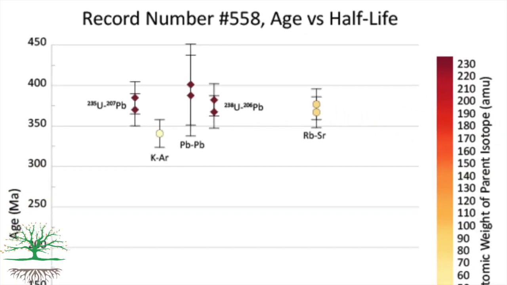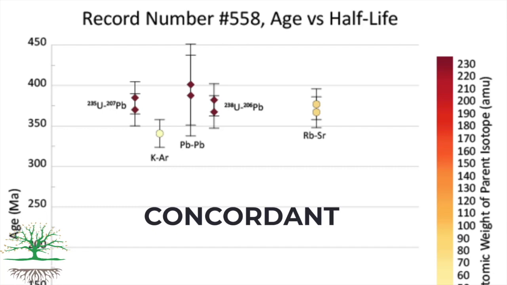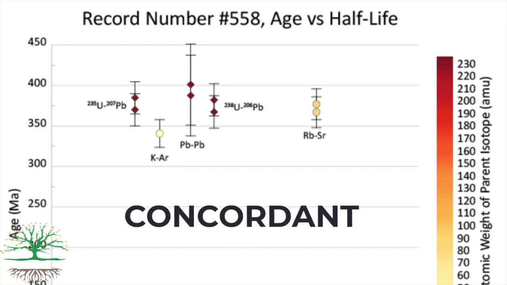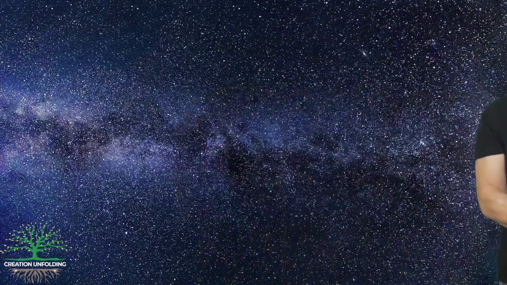The most important axis here is the y-axis. It shows the recorded age for each isotope pair or system in hundreds of millions of years. Now, this record is what we would call mostly concordant. So although there are some variances in the different ages, at least the overall recorded ages fall within all of the error bars. Okay, so now let's take a look at a discordant example.